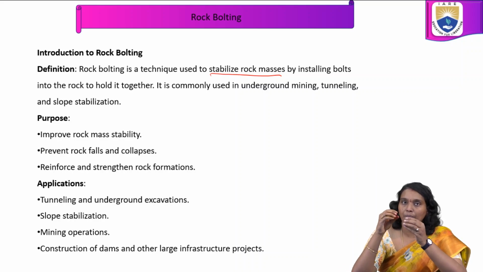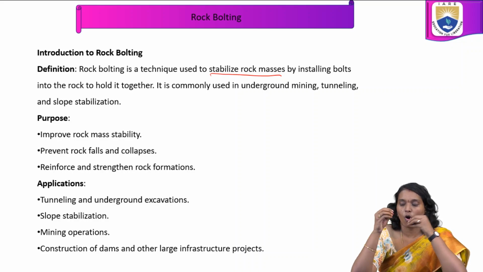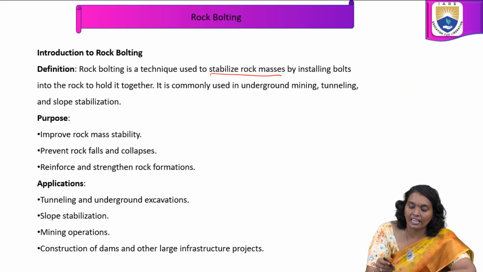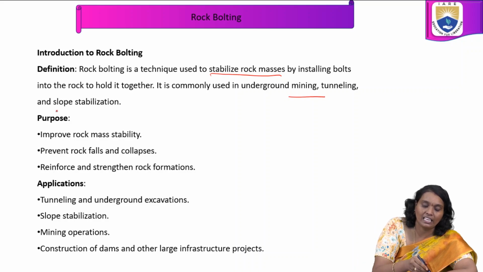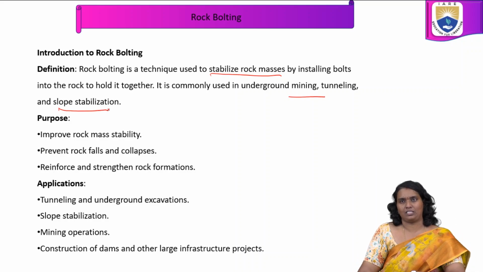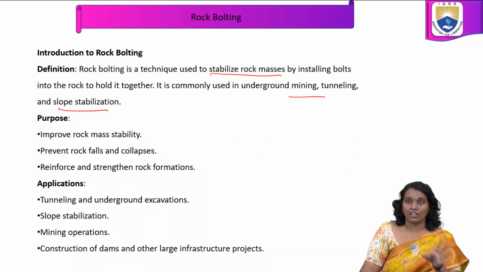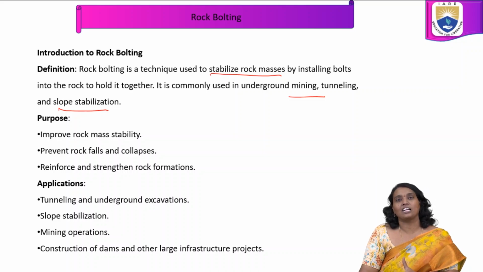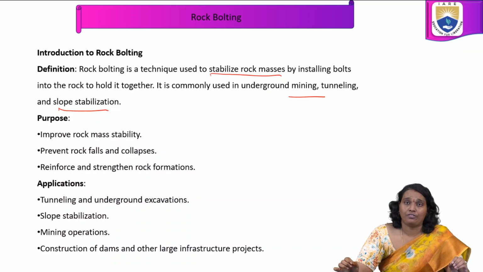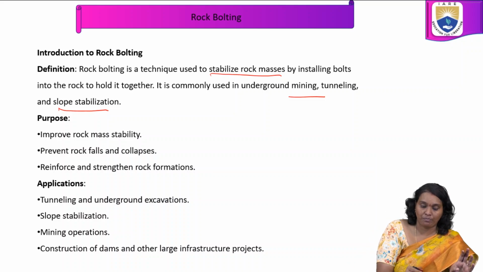By installing the bolts into the rock and holding it together, it is commonly used in underground mining, tunneling and slope stabilization. The purpose of rock bolting is to improve rock mass stability, and it also prevents rock falls and collapses.